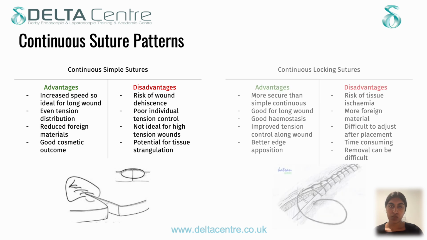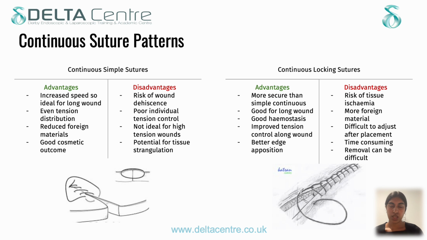And then we'll talk about continuous locking sutures. It's more secure than simple continuous sutures, as each lock pass adds friction and security, so even if one section loosens, the whole suture line is less likely to fail. It's good for long wounds, and there is good hemostasis, as there is continuous tension and compression of the wound edges, which can help control bleeding from small vessels.